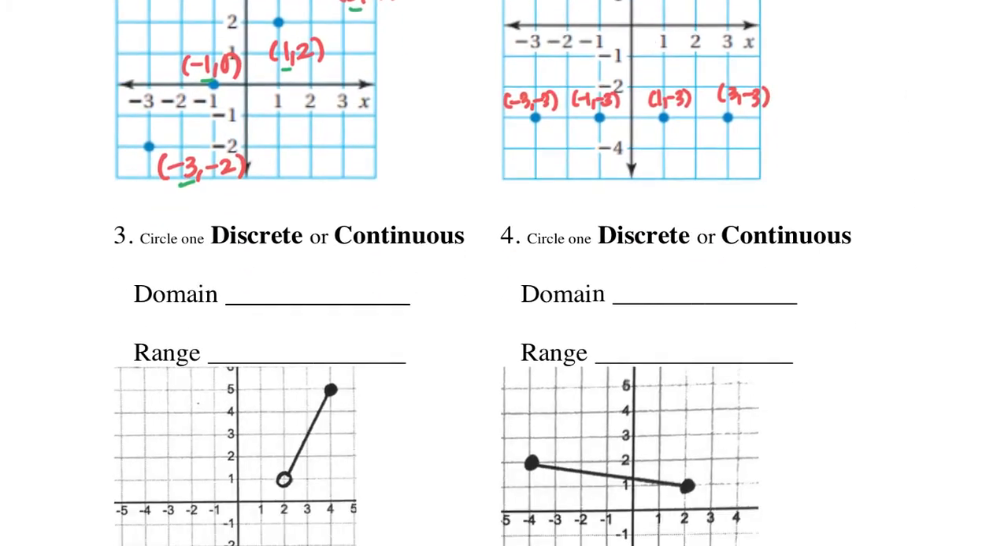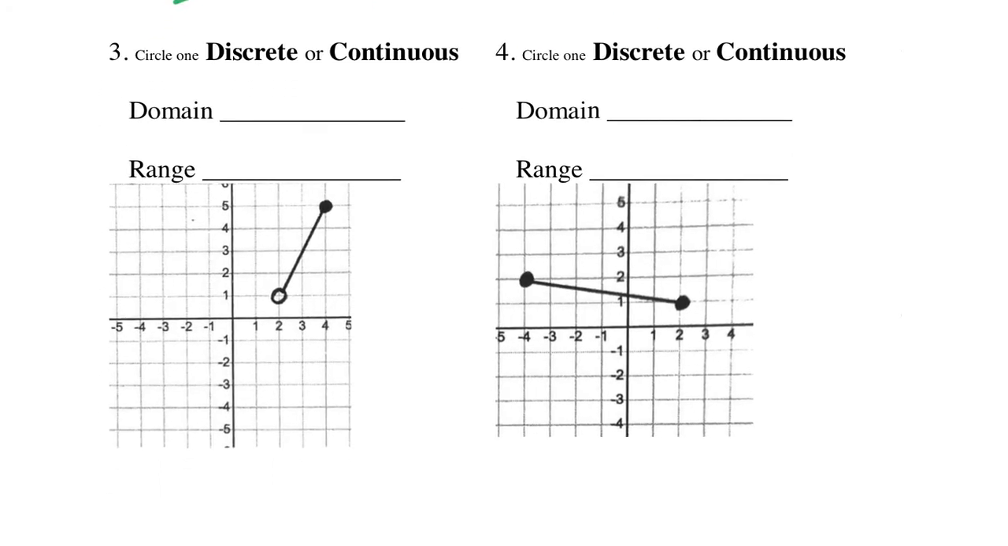Okay, let's go ahead and look at number 3, and then I'll have you practice some on your own. Now for number 3, I do see a point here, but it is connected. When it is connected, it's a continuous function. If it's a continuous function, we express our domain and range in interval notation.